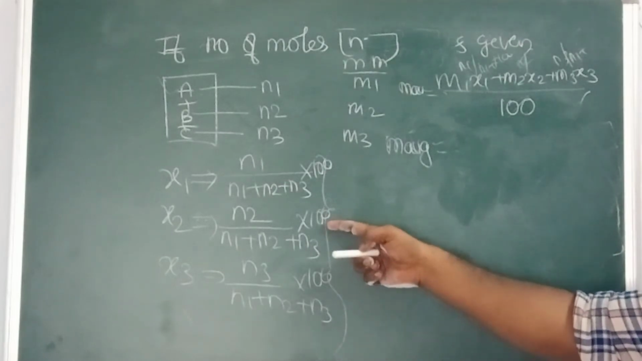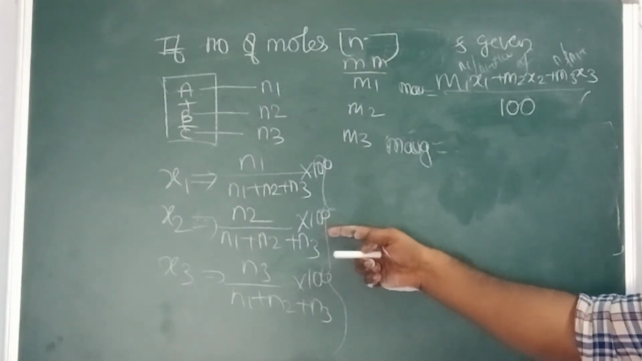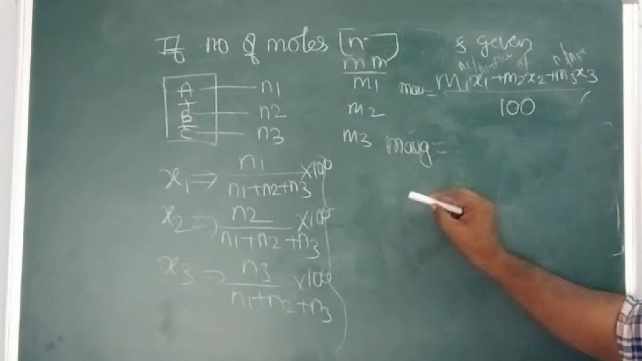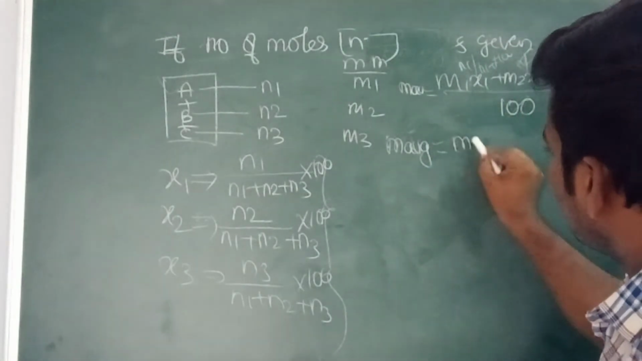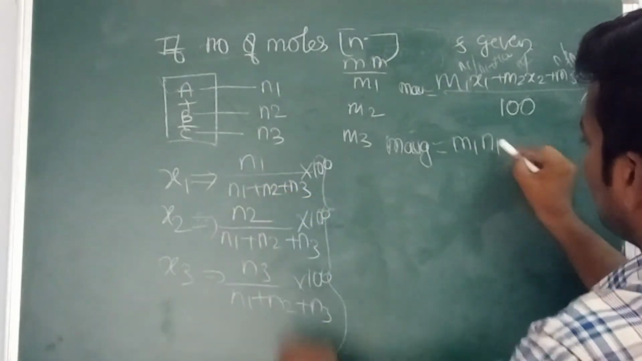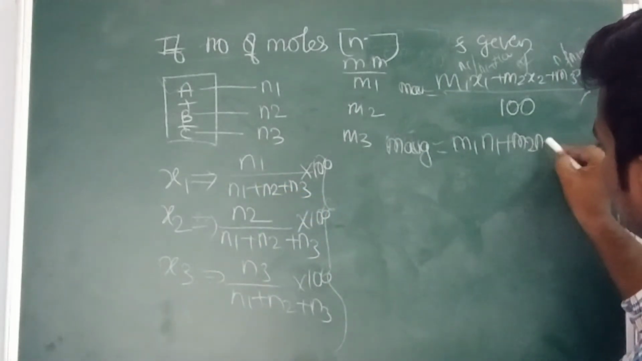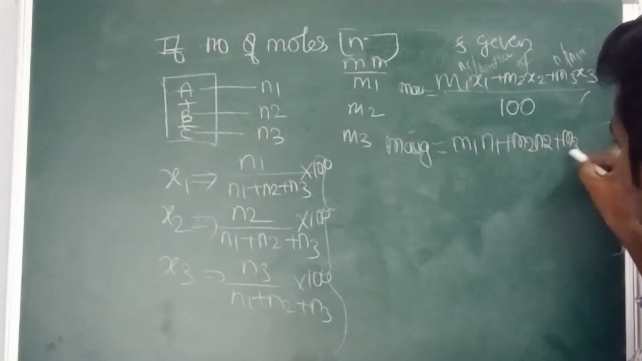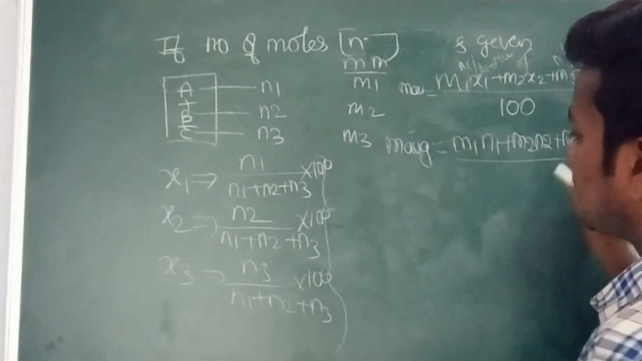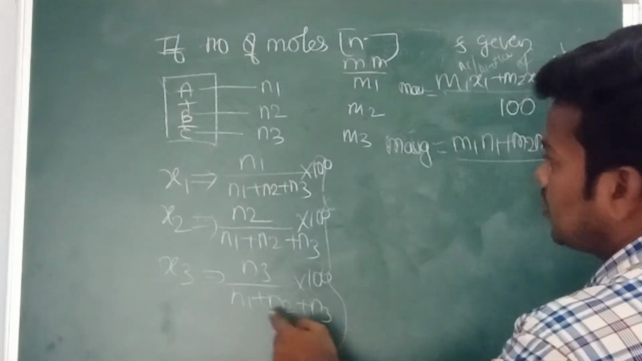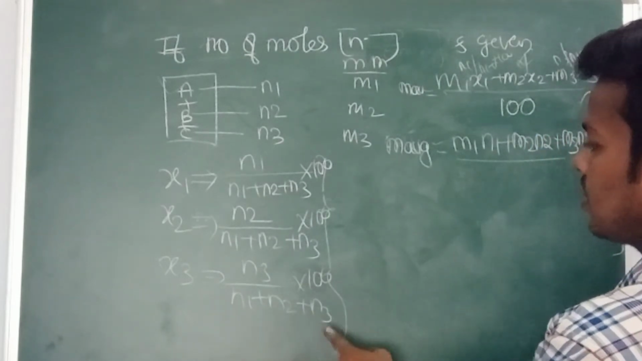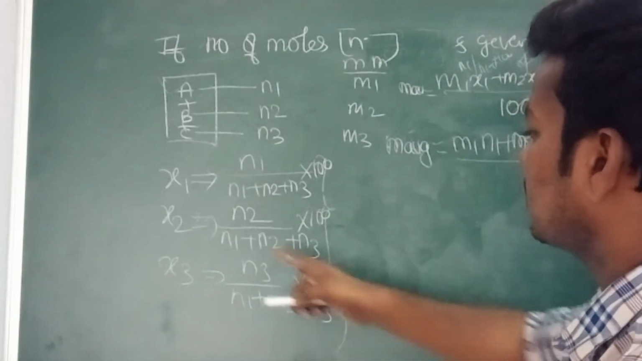Just 100 is there. That means numerator and denominator are equal. So M average is equal to (M1 N1 plus M2 N2 plus M3 N3) by (N1 plus N2 plus N3).